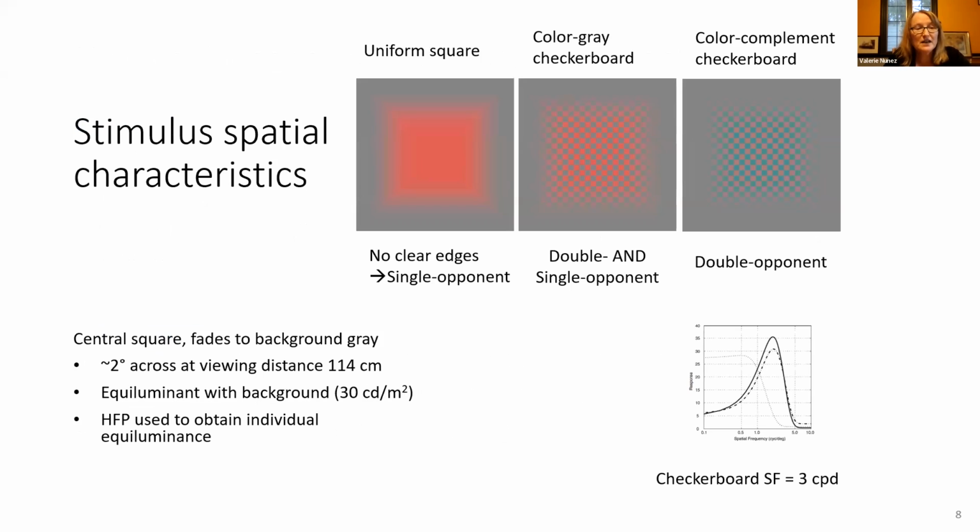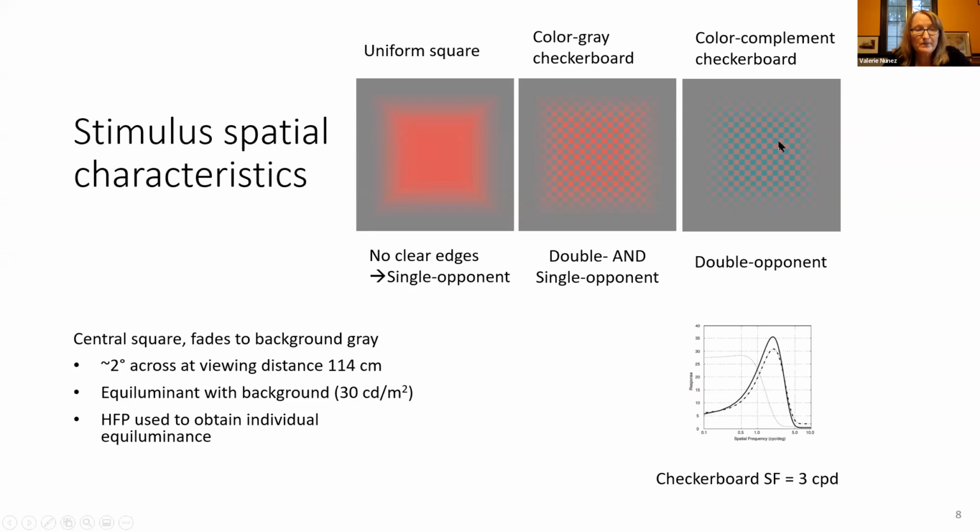We chose stimuli to isolate responses from single opponent and double opponent neurons. Double opponent neurons do not respond to large areas of color except at the edges. So we created a stimulus with no sharp edges to favor responses from single opponent neurons. Here, the central square fades gradually to the background gray. Then we chose a color complement checkerboard with a spatial frequency high enough that the single opponent response was effectively 0, while the double opponent neuron response was not.